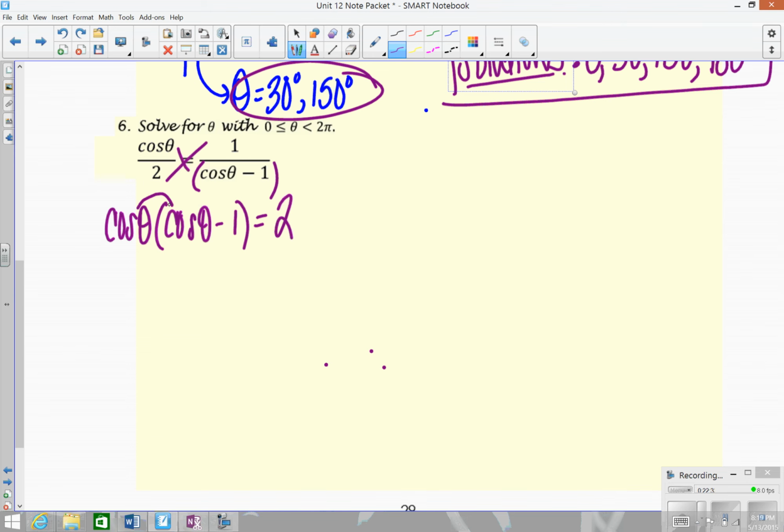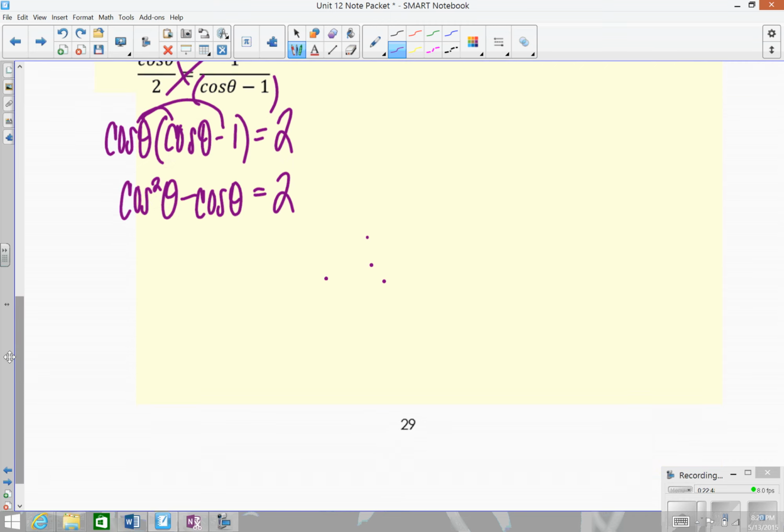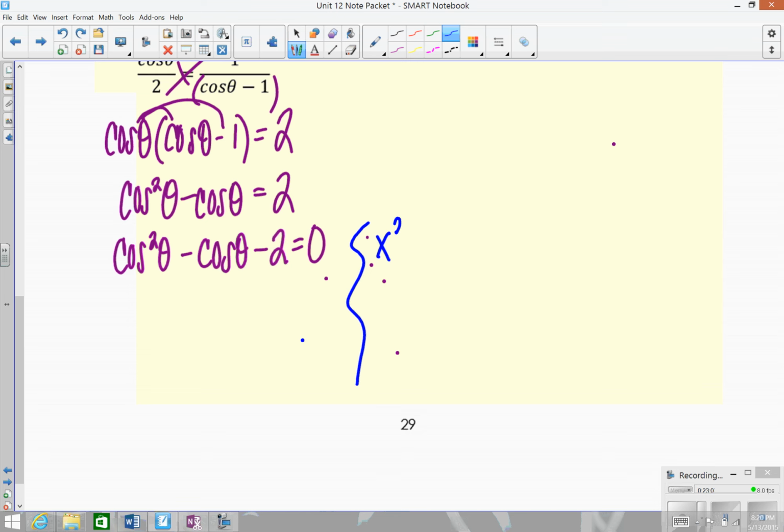So what we're going to do is distribute this. So we're going to have cosine squared theta. Notice that the squared goes with the cosine because it's the cosine that's being multiplied by itself. Minus cosine theta equals 2. And I'm going to set this up for a factoring problem because it has like an x squared or a variable squared. So that means I got to get 0 on one side. So I'm going to bring that 2 over. So basically right now I'm at the stage where I have like an x squared minus an x minus a 2 equals 0.